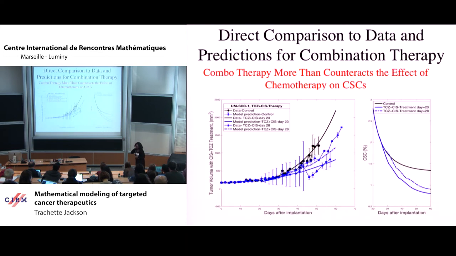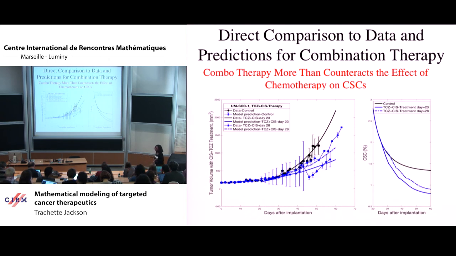All right, so what happens if you give both drugs together? Co-treating with both drugs is the standard way they wanted to give the drugs, at the same time. So we definitely see that, with control in black, giving two different dosing schedules of both drugs, you can counteract the effect of just the cisplatin alone. With the chemotherapy alone, we got higher numbers of stem cells. Giving these drugs together, we more than compensate for that.